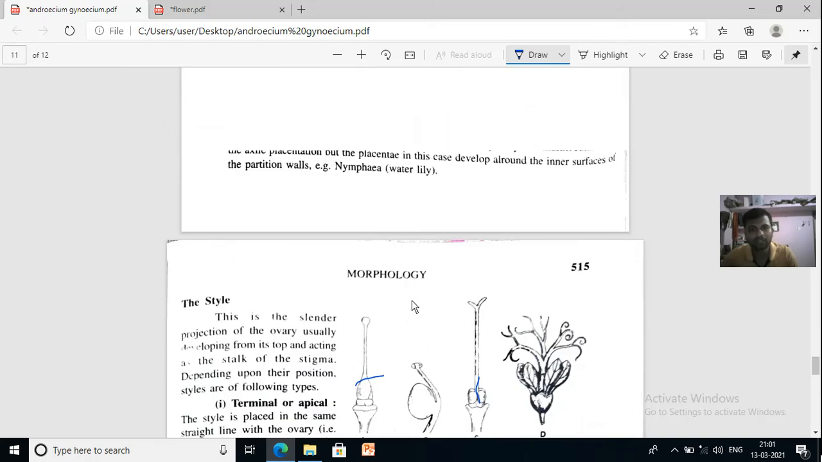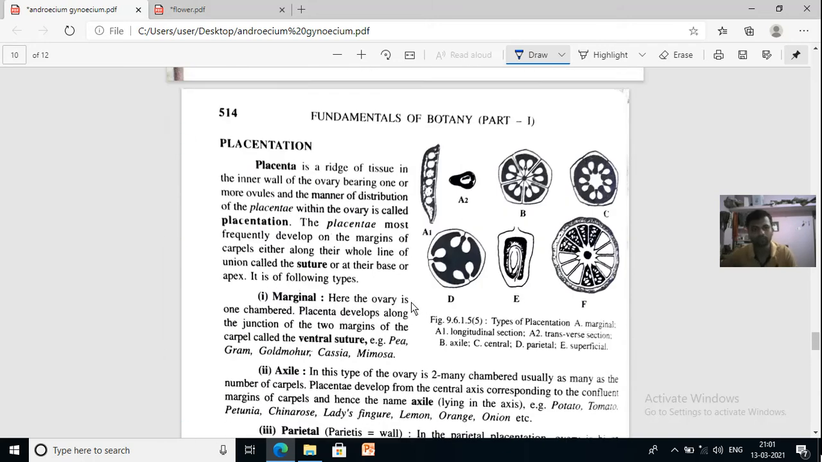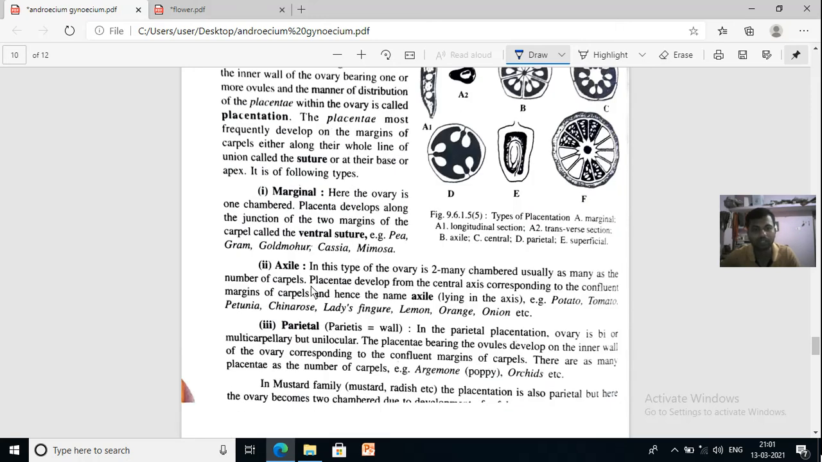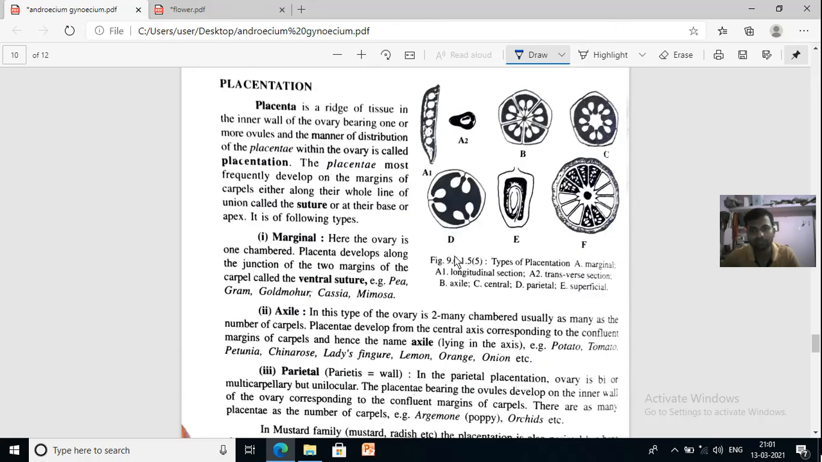Next come to placentation. Marginal placentation is commonly found in Mimosa pudica, pea, that is Fabaceae. Axial placentation is found in Malvaceae, in the syncarpous ovary. Look at it: in Malvaceae there are five carpels, meaning five ovaries, which are fused together to form a large ovary. So this is the syncarpous condition.